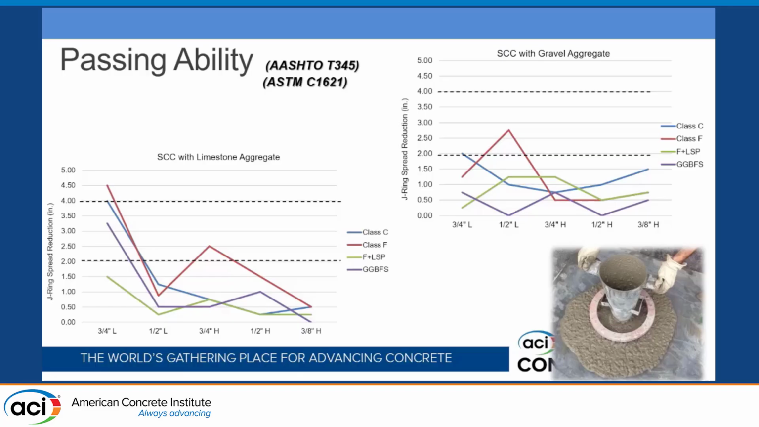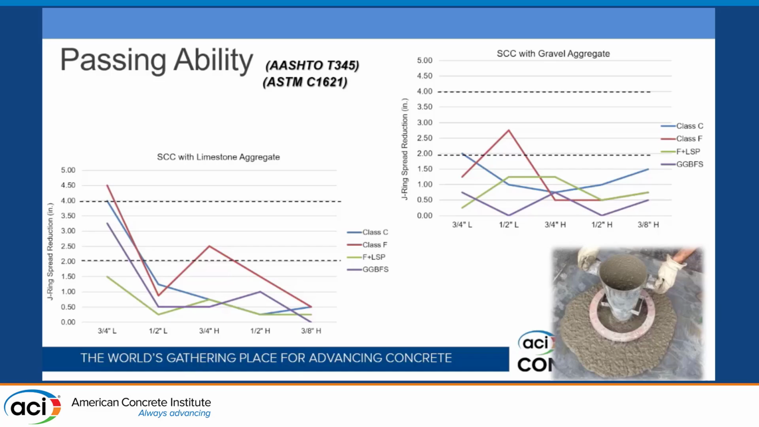But you can see also the mixes with slag here. The green one, which is fly ash and limestone powder, the one that had the best passing ability compared to the others. So it had much better ability, even with aggregate size, to pass through the ring.